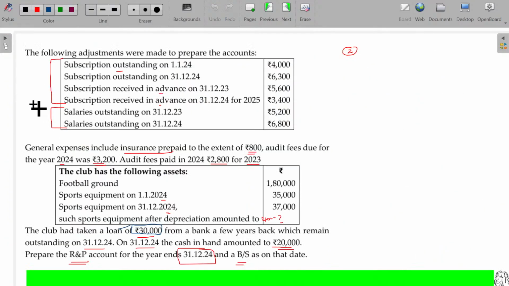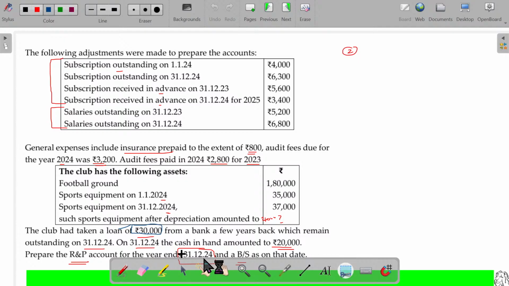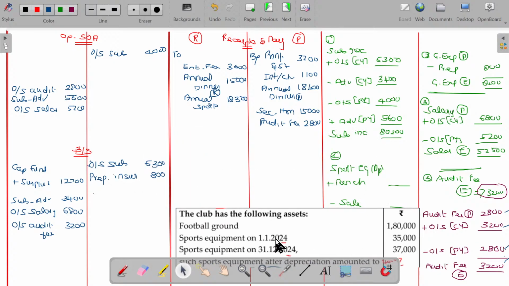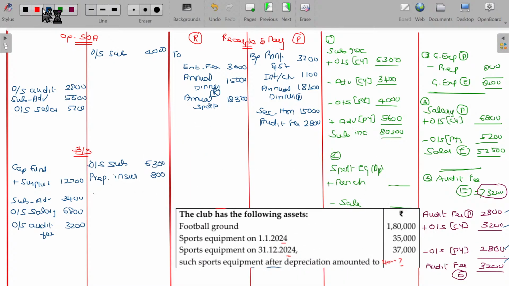Now, let's move on to the next one. This part. What are the assets they have? They have football ground, 1,80,000. We hope this football ground remains with us for more than 1 year. The same football ground will come in the balance sheet, closing as well as opening, without any depreciation, because it's a ground only.